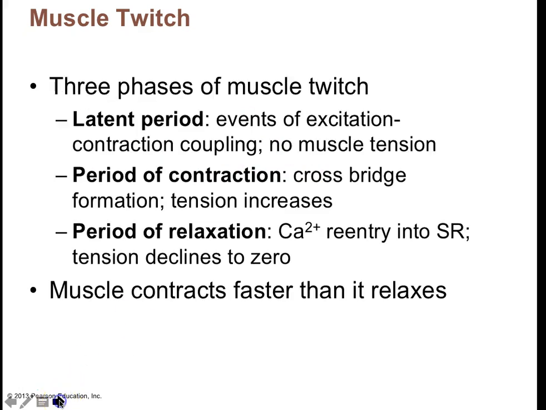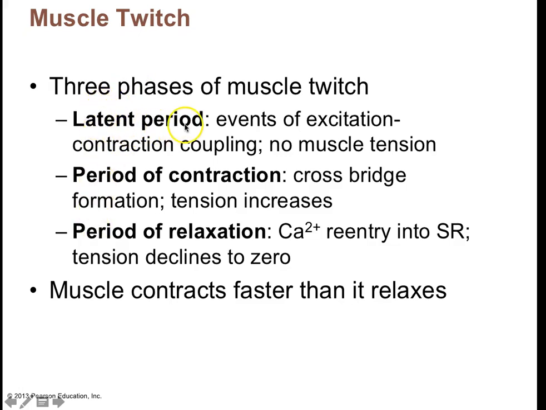So a muscle twitch is kind of equivalent to the sarcomere. It's the smallest unit of contraction of a muscle, and a sarcomere is the smallest unit of contraction of a muscle cell. And when you're talking about a muscle twitch of a whole muscle, there seems to be 3 stages.